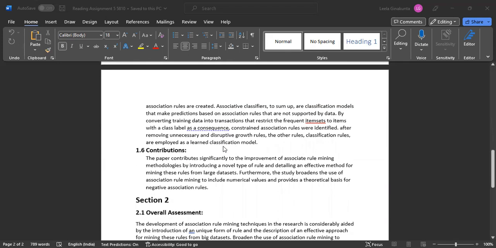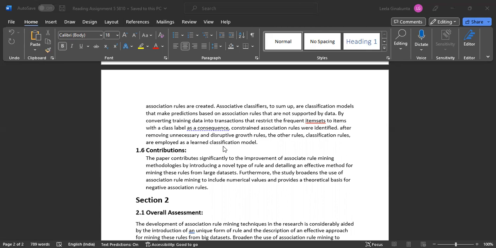Associative classifiers, to sum up, are classification models that make predictions based on association rules that are supported by data. By converting training data into transactions that restrict the frequent item sets to item sets with a class label as a consequence, constraint association rules were identified. After removing unnecessary and disruptive growth rules, the other rules, classification rules, are employed as the learned classification model.